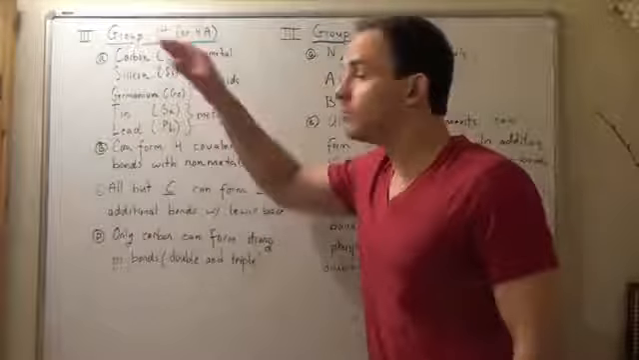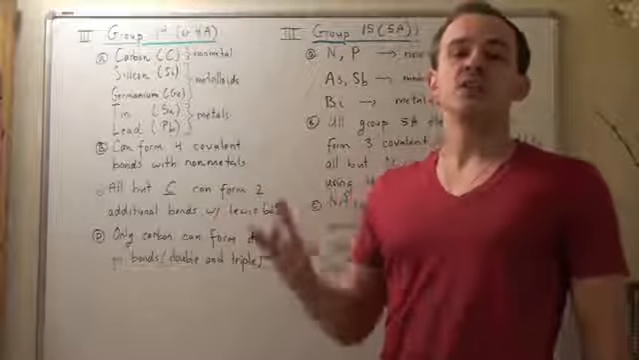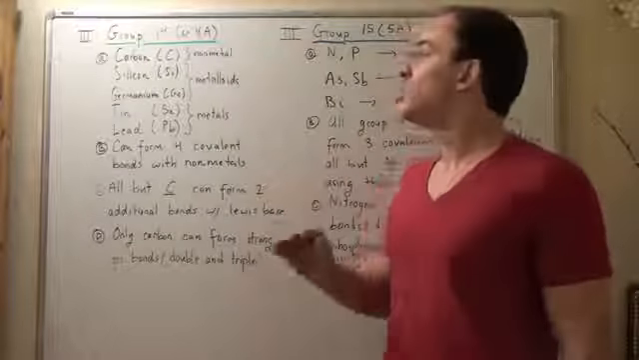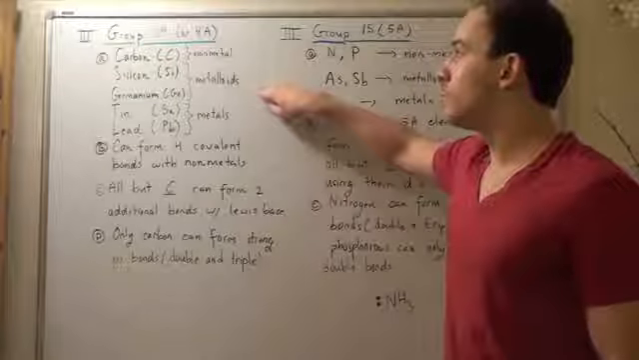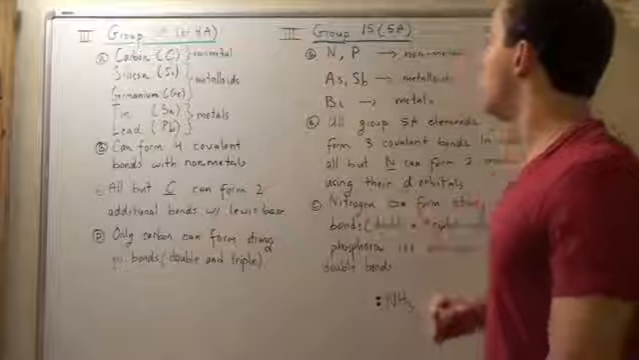Now let's look at D. Only carbon is capable of forming strong pi bonds. In other words, it can form a strong double bond or a strong triple bond. No other atom found in our group 14 or 4A has that capability. Now let's jump to group 15.